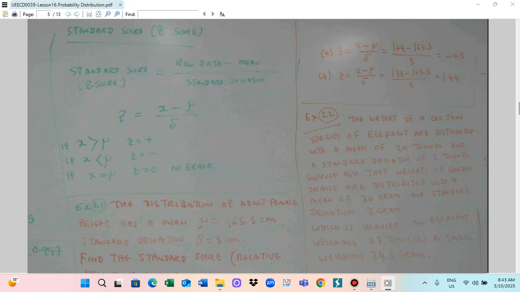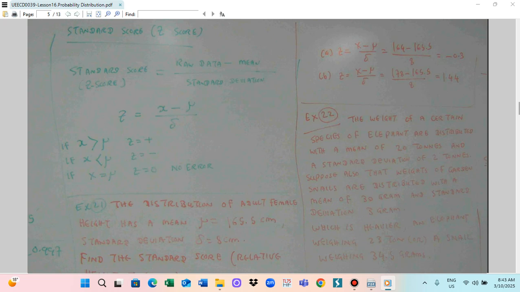is equal to raw data minus mean, divided by standard deviation. So this is the equation to calculate the standard score. The standard score is equal to raw data minus mean divided by standard deviation.